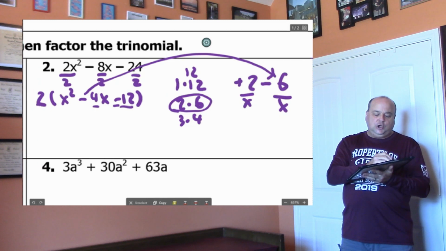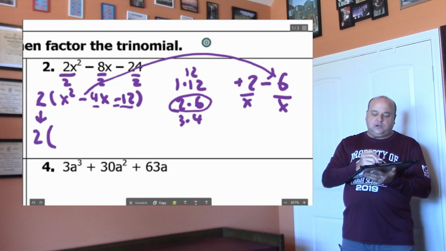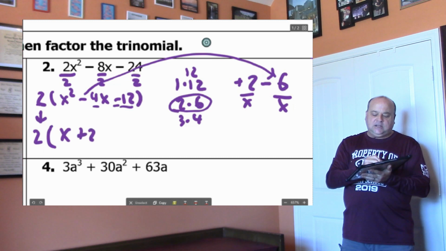Now then, this 2 drops. If you don't drop the 2, it's wrong. And then we got 2 times x plus 2 and x minus 6, don't we?